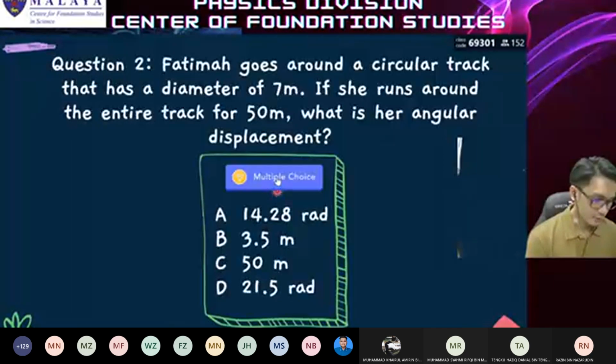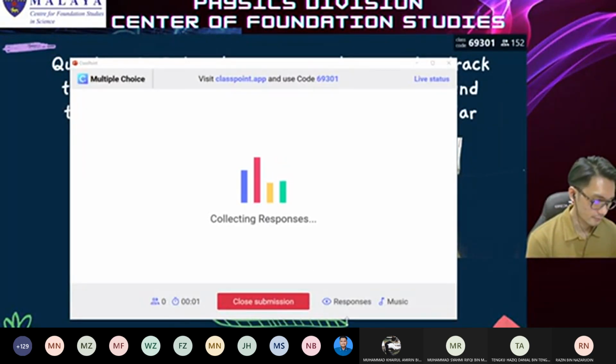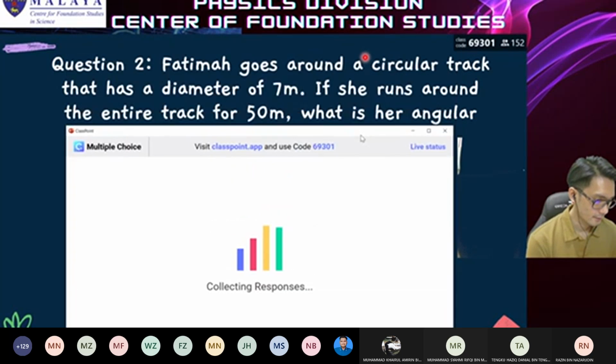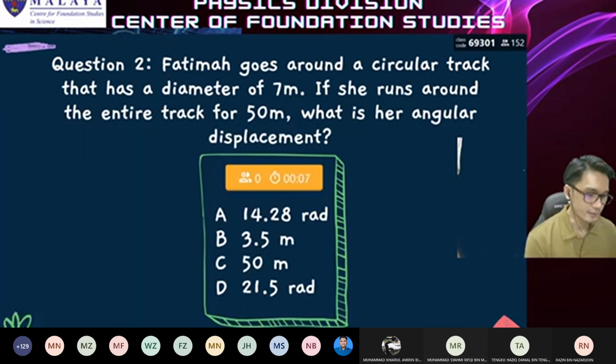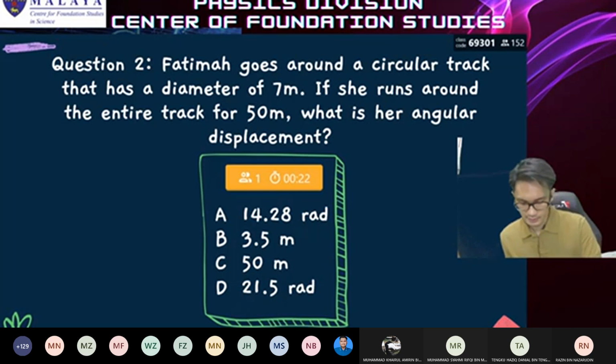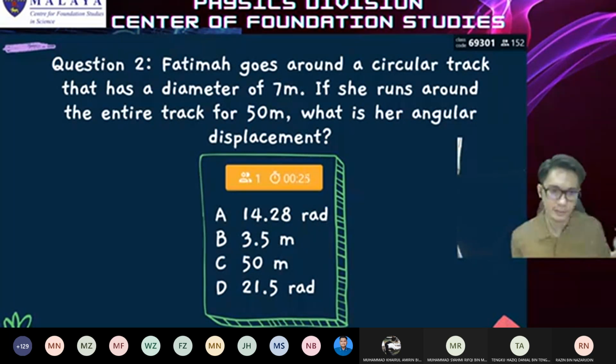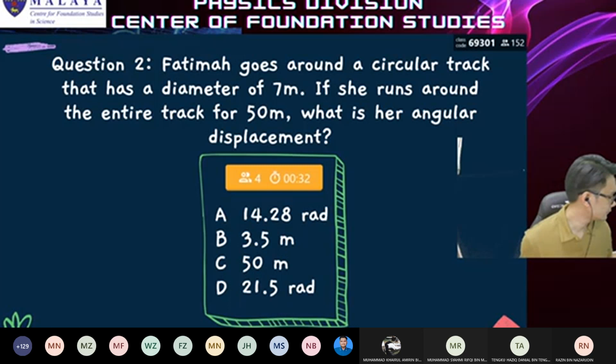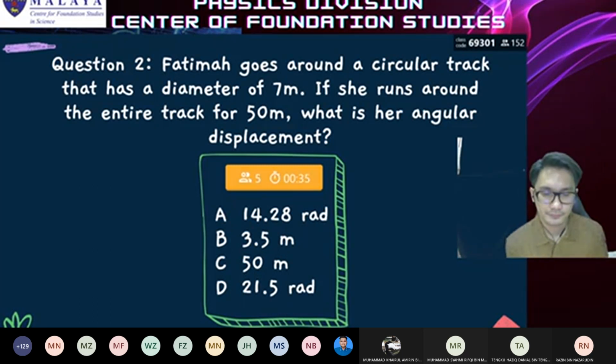Alright, so question 2. Okay, this one. Question 2. Fatimah goes around in a circular track that has a diameter of 7 meters. If she runs around the entire track for 50 meters, what is her angular displacement? Okay. So boleh kira. Seorang dah jawab.